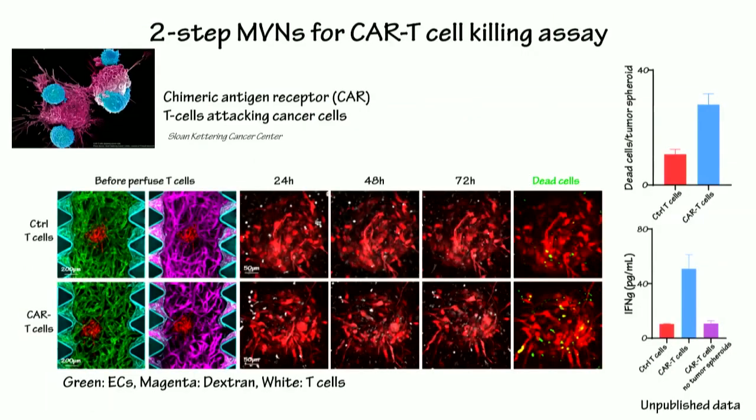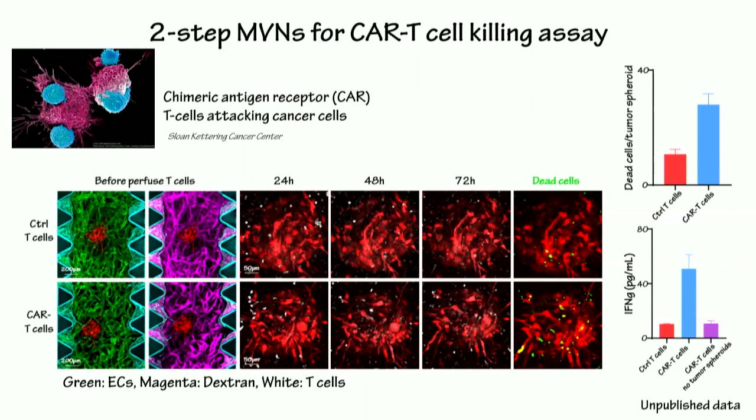Another application that I want to show you today is about using our model for the CAR T cell killing assay. So as we know, CAR T cells, with chimeric antigen receptor, are a very promising immunotherapy for blood cancers, especially for leukemia. But they have their limitations in treating solid tumors. But our model can actually be used to evaluate the CAR T cell killing efficiency.